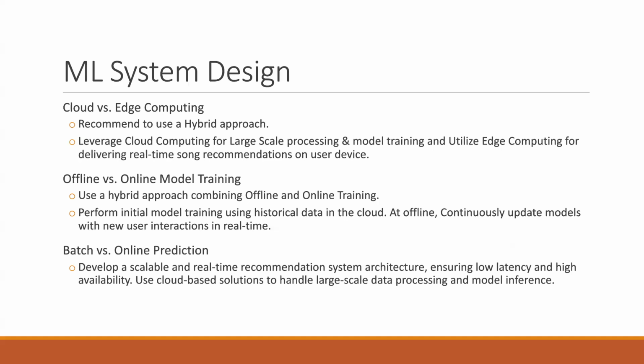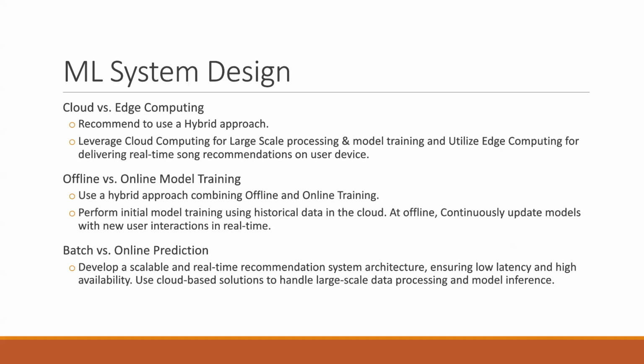Speaking about the online and offline training model, again here as well, I would prefer a hybrid approach, where initially the model is trained on historical data in the cloud, offline, like I was saying. If there are any continuous updates to the model that need to happen based on user interaction, that can happen in real time, in the online mode. So I would say it's a mix of both.